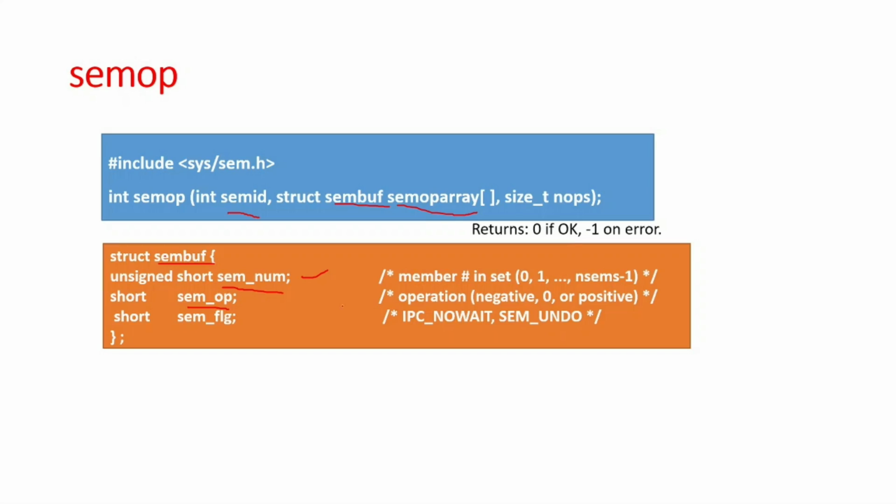The second one is sem_op. This is nothing but the operation that I want to perform. Its value can be negative, 0 or positive. We will be looking at this in detail very soon. And the last one is the semaphore flag, with respect to IPC_NOWAIT and SEM_UNDO. These are the two flags which will be set or not set as per the requirement of the operation.